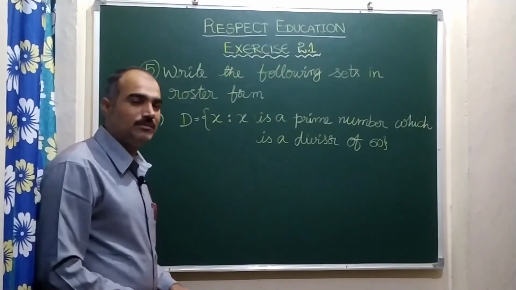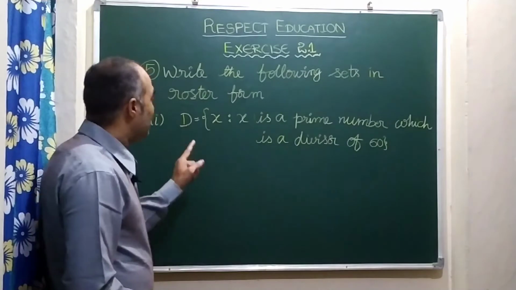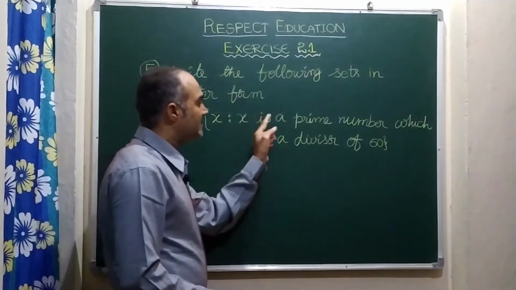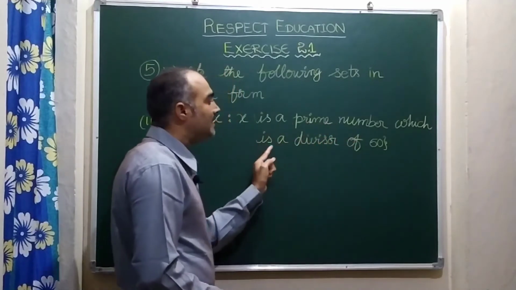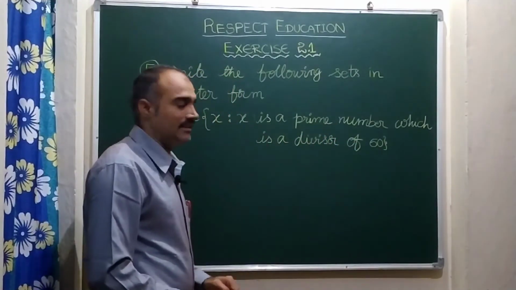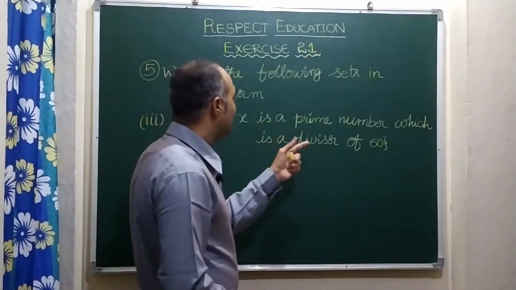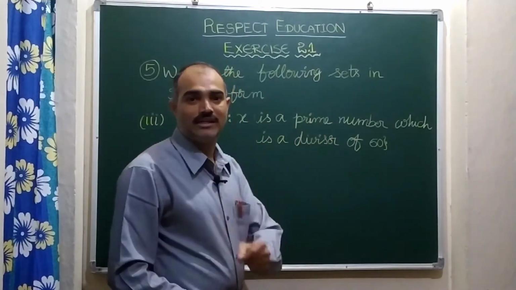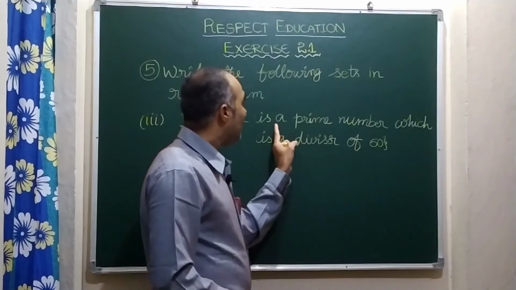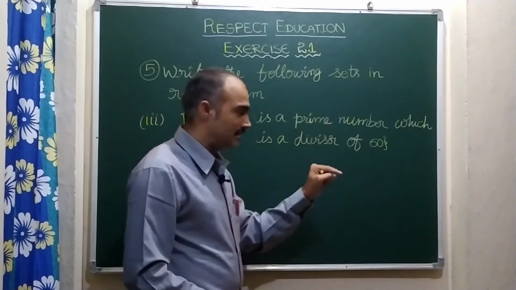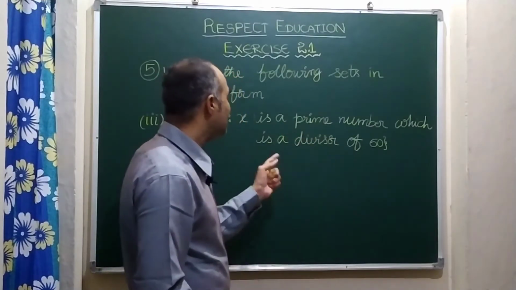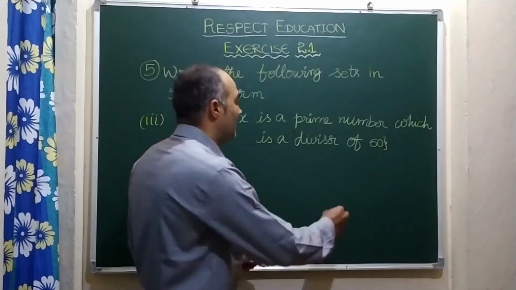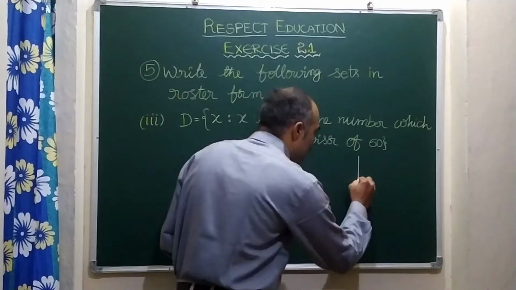Now let us see next bit, that is third one. D is equal to the set of x such that x is a prime number which is a divisor of 60. See here children, x is to satisfy two conditions. So we need to take here two conditions. What are those conditions? x is to be a prime number, the ones out of those prime numbers which are divisors of 60 also. So here let us solve this problem.